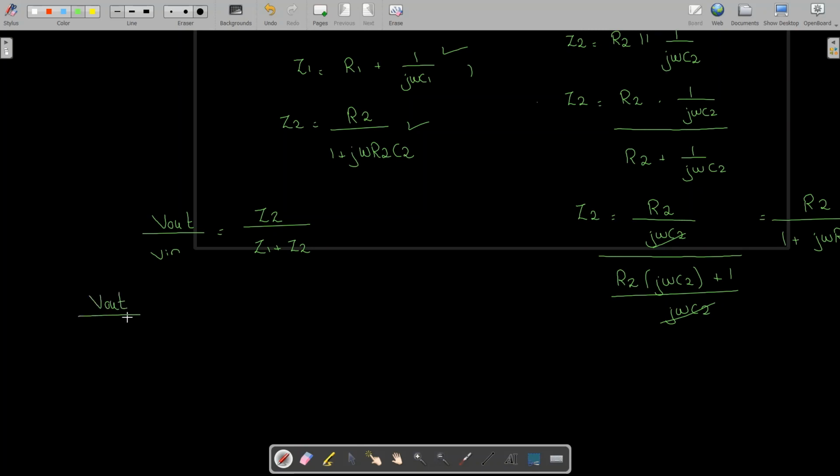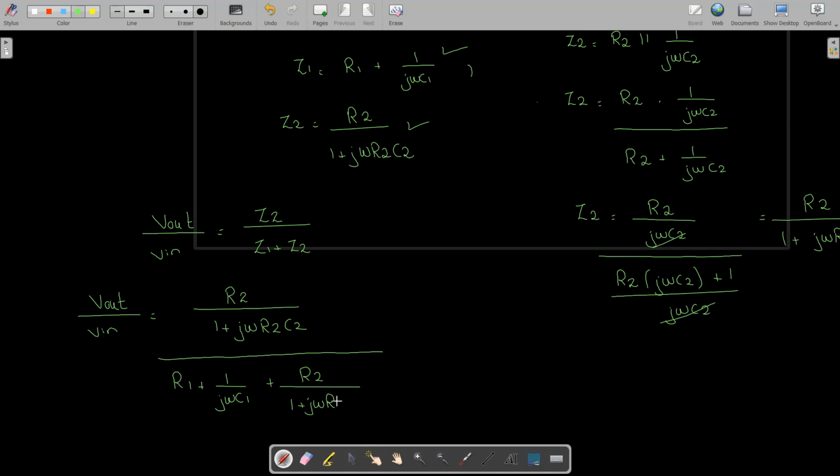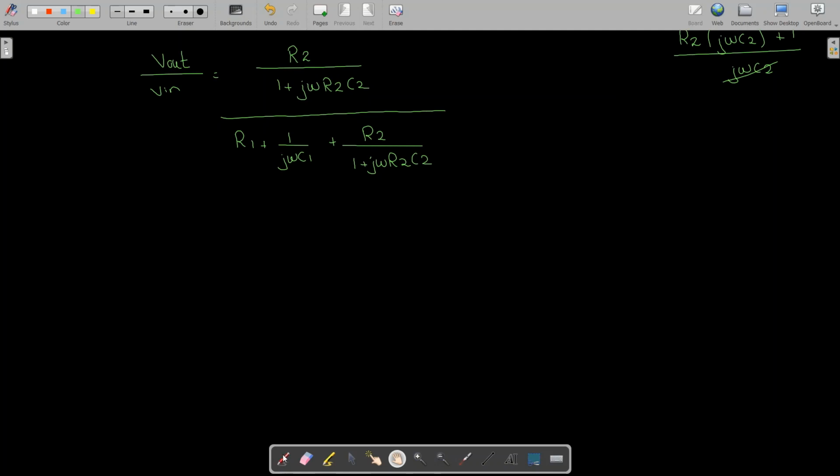This is V out by V in. Z2 is your R2 divided by 1 plus j omega R2 C2. Fine. And then we have the division, and then we have Z1, which is R1 plus 1 divided by j omega C1, and then plus Z2, which is again this thing, R2 divided by 1 plus j omega R2 C2. Okay, let us solve it.